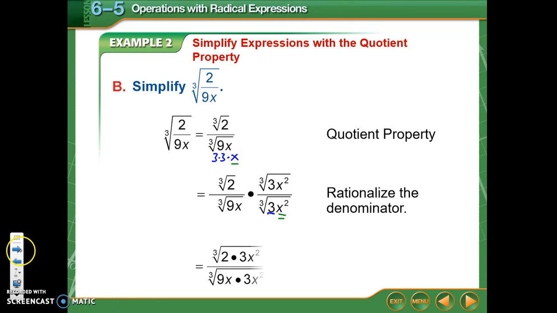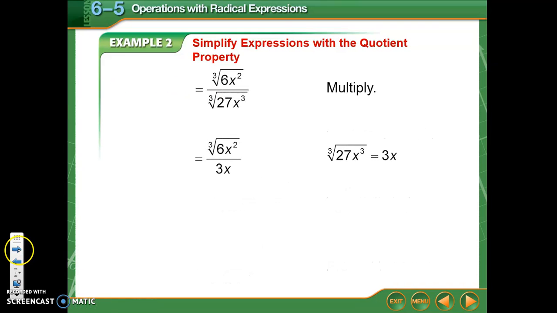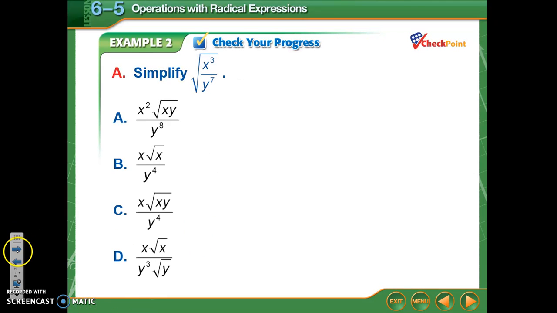So what happens when I multiply those is that this becomes 27x cubed. And this is a perfect cube. The cube root of 27 is 3. The cube root of x cubed is x. And so that leaves me with the cube root of 6x squared. So in the numerator I just multiplied like normal over 3x. And now I've gotten rid of the radical in the denominator. Okay, you guys try this one.